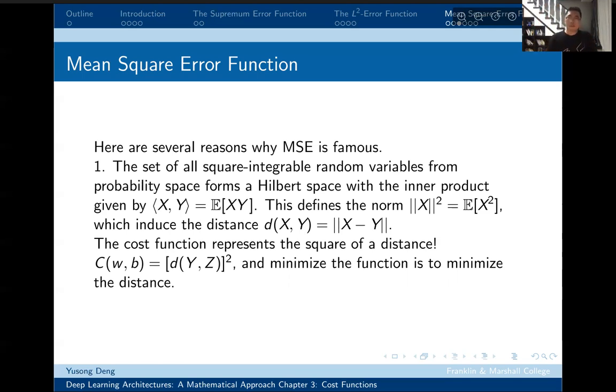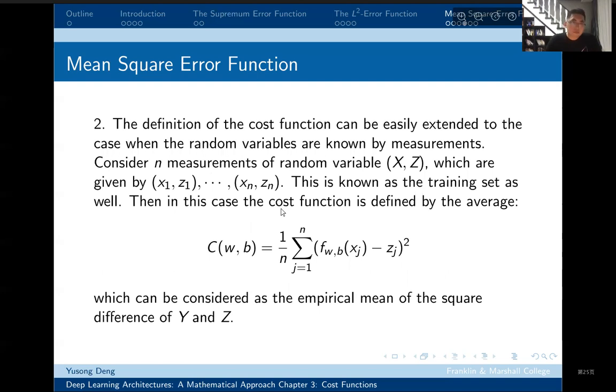That is amazing. And minimizing the function is just minimizing the distance, because when you put a square to it, you want to minimize the function. Definitely, what you need to do is minimize the distance. And the definition of the cost function is really easy.